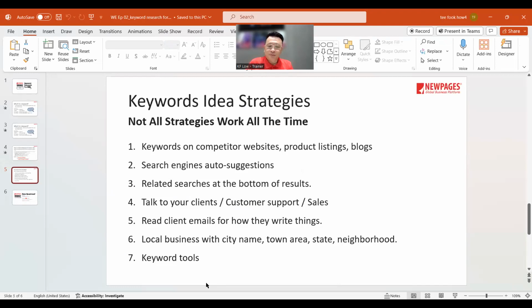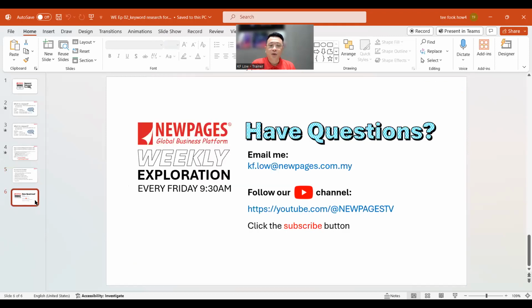Next week, I'm going to cover the keyword planner. I will teach you all how to use it, because the keyword planner will also suggest keywords that you can use when you want to construct your product title.